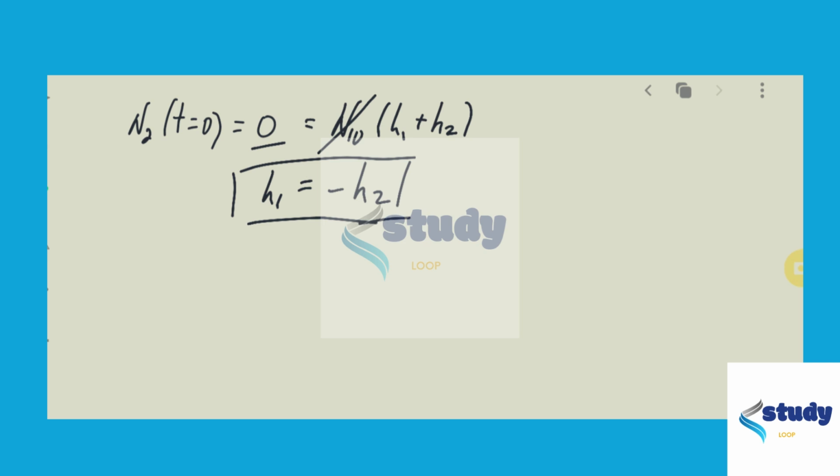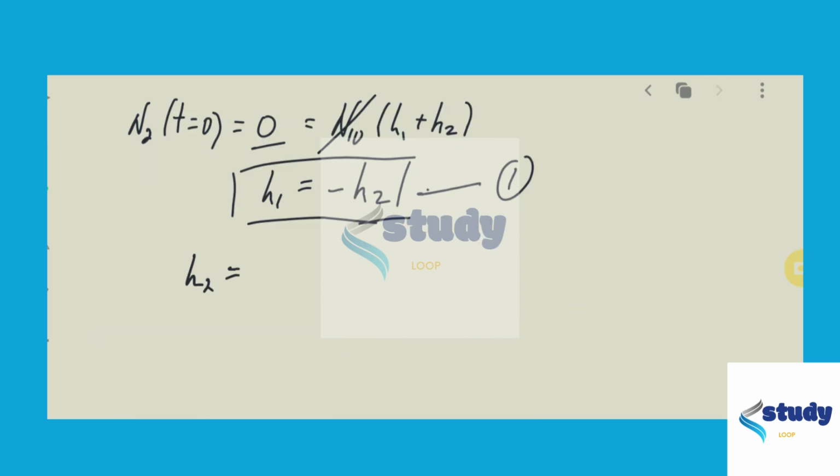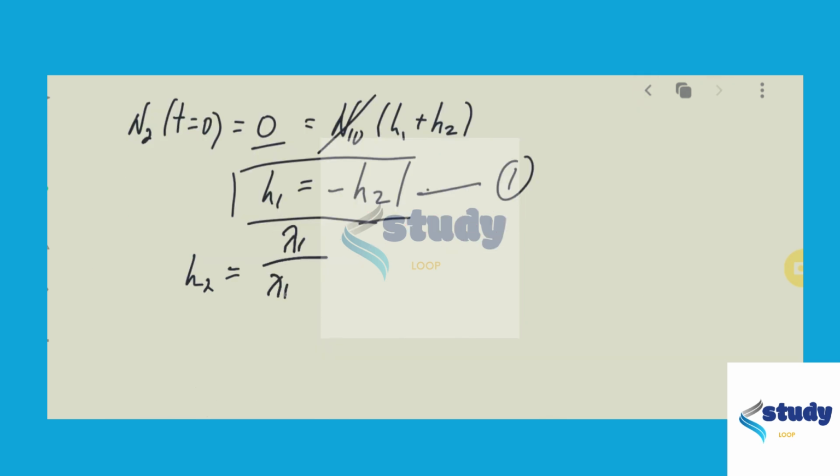This is the equation. So we have this, and we also have this, right? Two equations, two unknowns, h1, h2, and we can solve, right? So h2 is just negative of h1, which is lambda 1 over lambda 1 minus lambda 2. So very nice. Now we can put that back into our n2 equation.